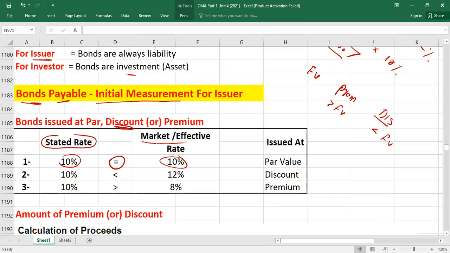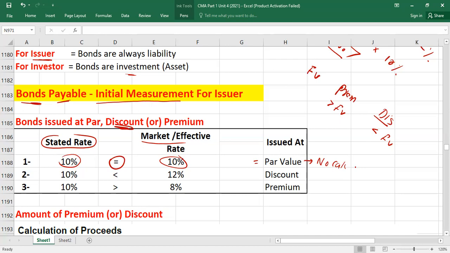If this is the scenario, bonds will always be issued at par value, at face value, and for this you don't need to do any calculations because par value will be given. Even if you do the calculations, the answer you get will be equal to the par value. So no need to waste time.